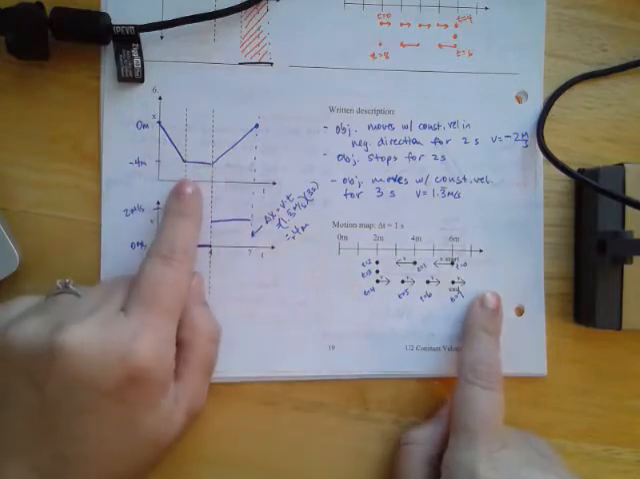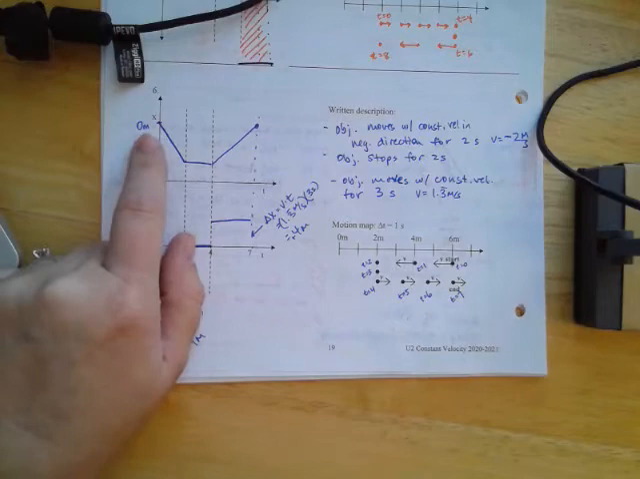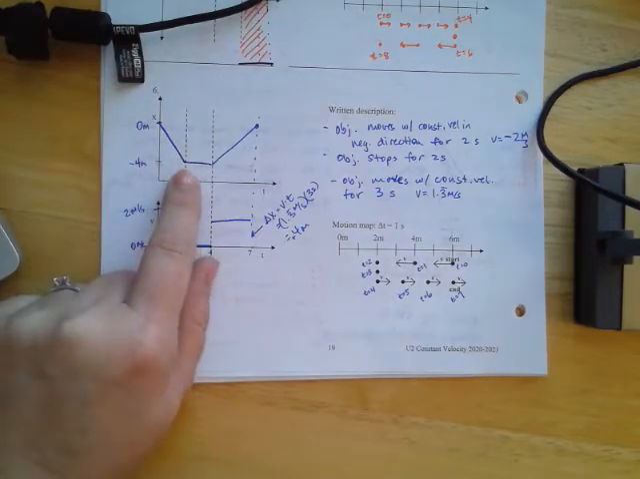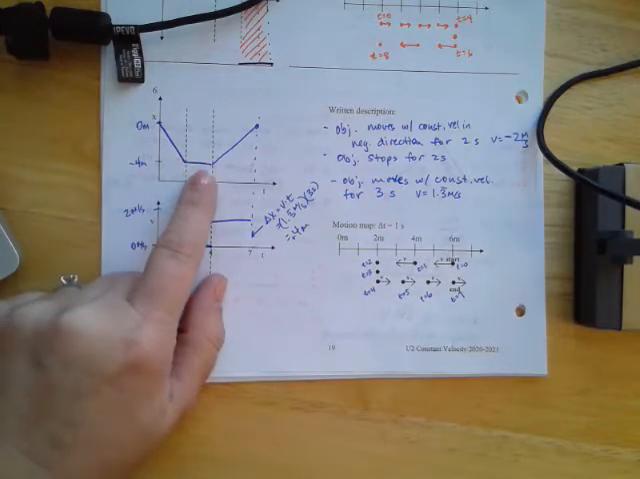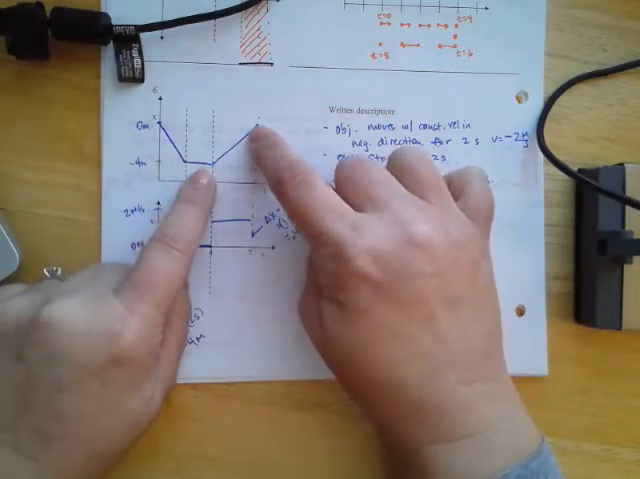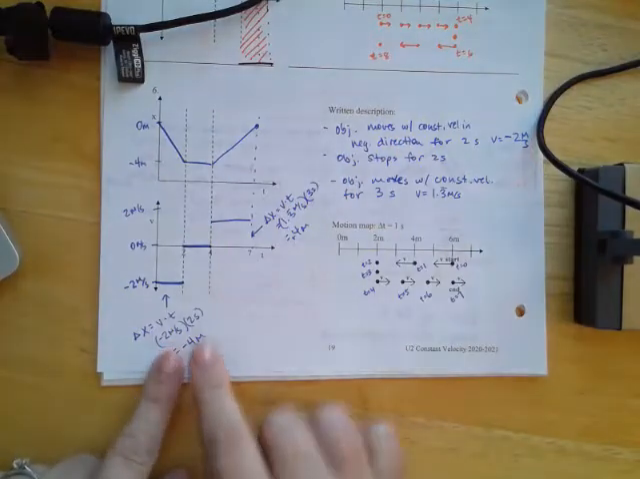Shown as a position versus time graph, we just chose an arbitrary point of 0 meters and went in the reverse direction for 4 meters for 2 seconds, then sat still at that position for 2 seconds, and then moved back in the positive direction for the same distance, the same 4 meters, but taking 3 seconds to do that.